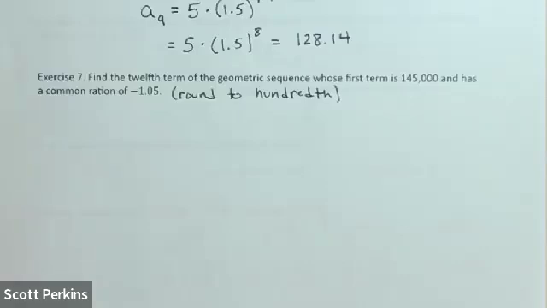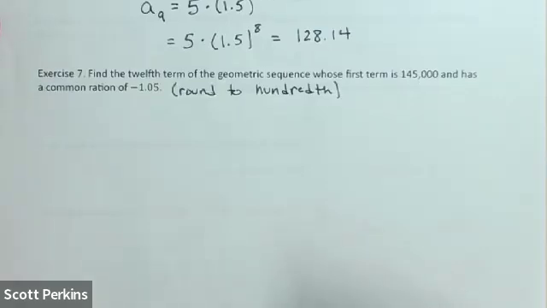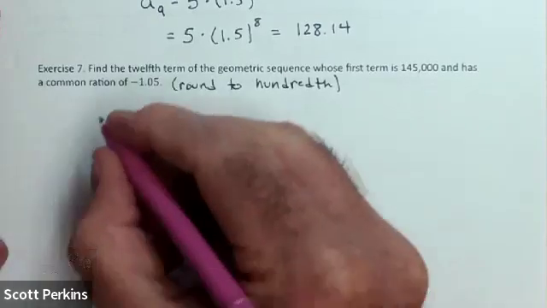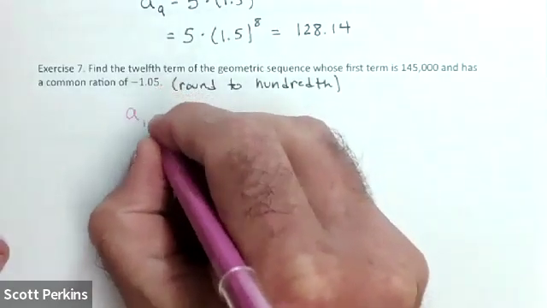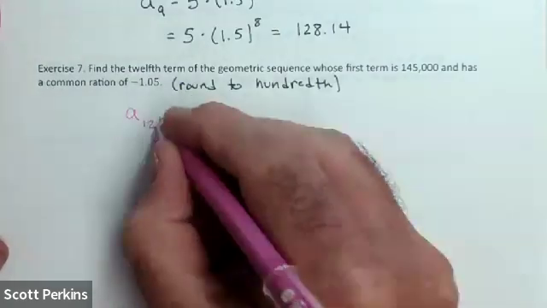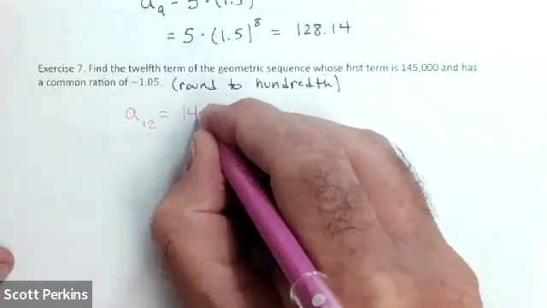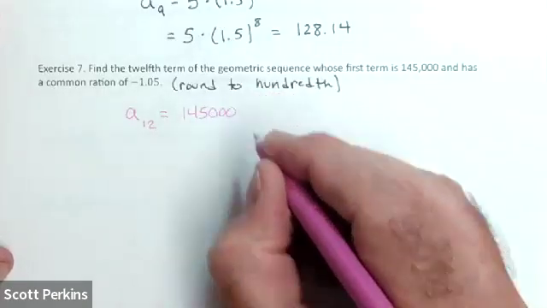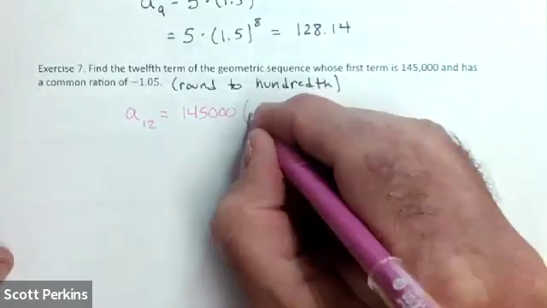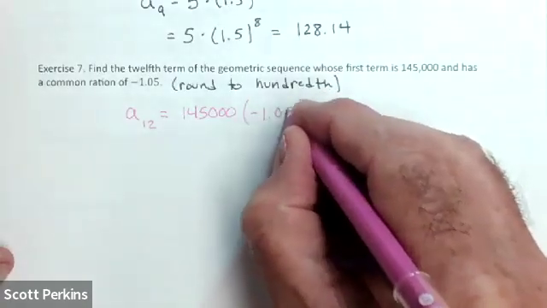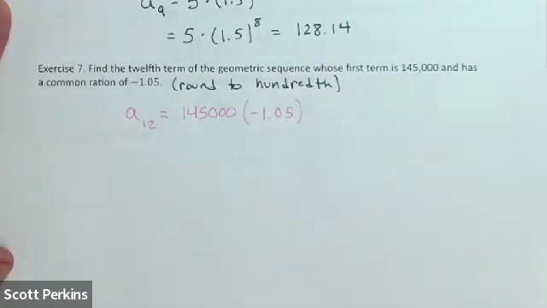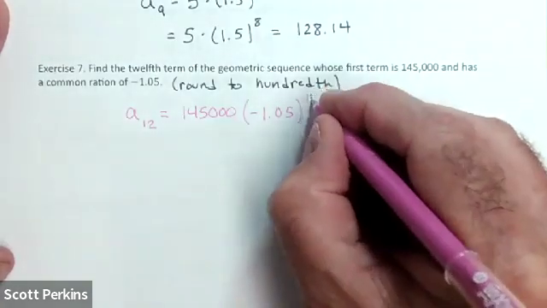All right, well, let's see how you did on this, and then we'll answer any questions that might be out there. So we're going to find the 12th term, so A with the subscript 12. And so that is going to be the first term, which is 145,000 in this case, and then times the common ratio, negative 1.05, to the 12 minus 1, or the 11th power.